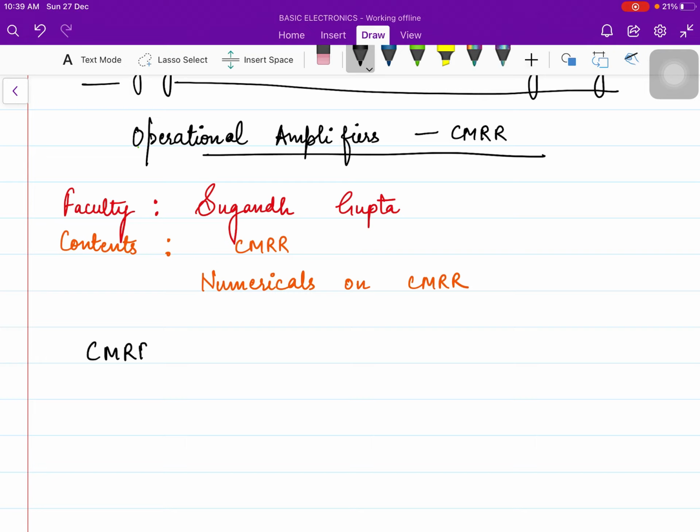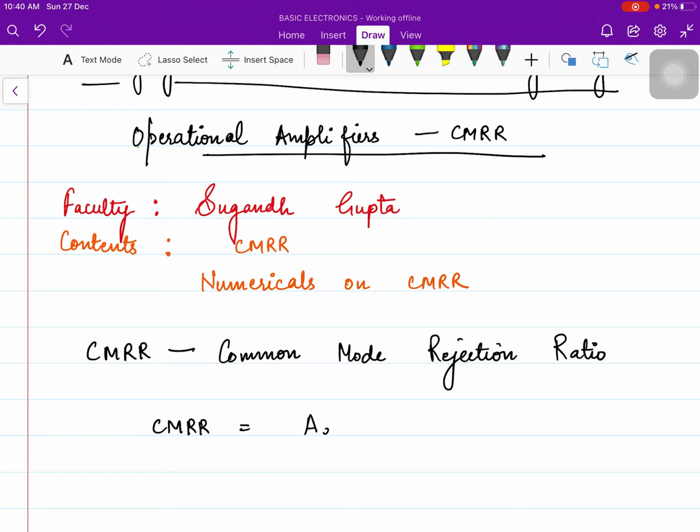So what is CMRR? Common mode rejection ratio. It is usually called CMRR only. It simply indicates the ability of an op-amp to reject the common mode signals. Now it is given by the formula: CMRR is equal to the differential gain divided by the common mode gain.